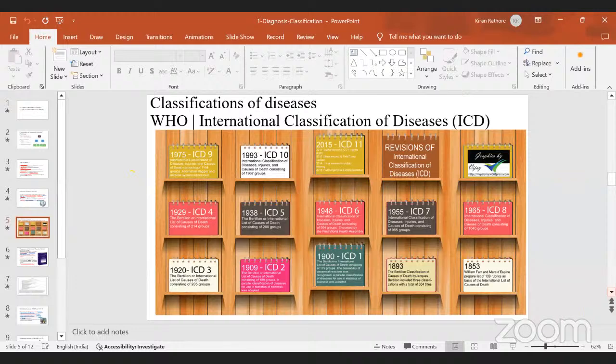So like that, alphanumeric. There is the alphabet F, and then from 0 to 9, all the disorders belonging to organic brain dysfunctions. Then F10 to F19, the disorders due to substance abuse. Then F20 to F25, schizophrenia. Then F30 to F39, the 9 disorders under mood disorders. Like that, alphanumeric coding was given.